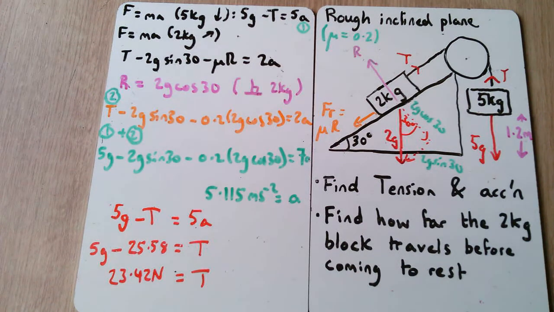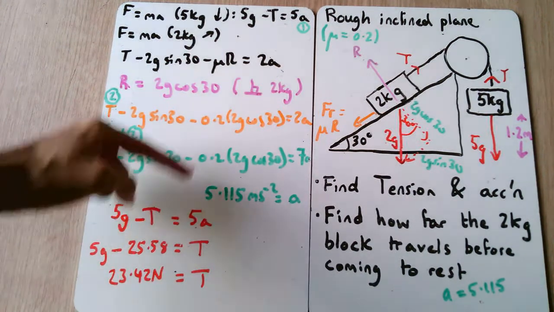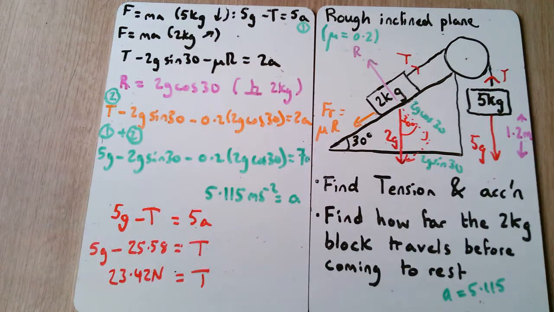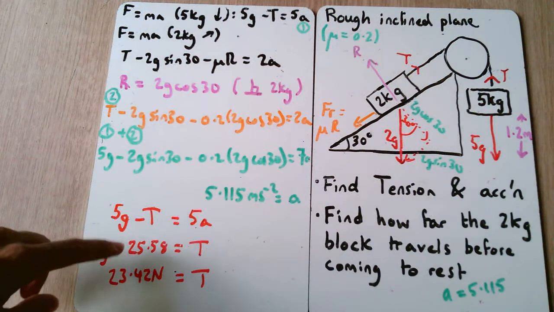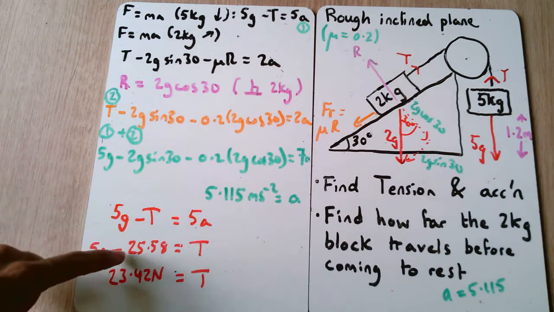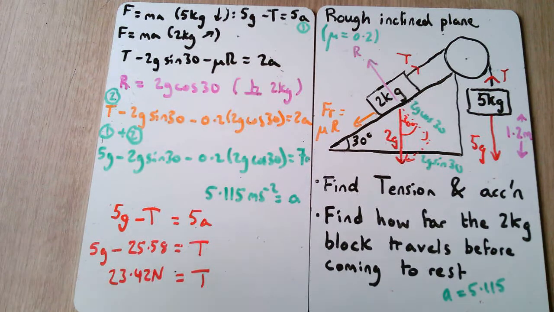Now I'm actually going to write that over here because that is very key to the next part of this question. Following that, we worked out the value of tension by substituting our acceleration back in to give us 5g minus T equals 5a. 5g minus 25.58 is tension, and tension gave us a value of 23.42 newtons. So that was our process we looked at for the last question.